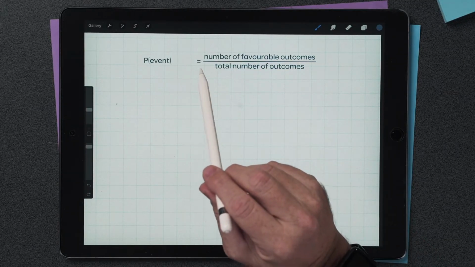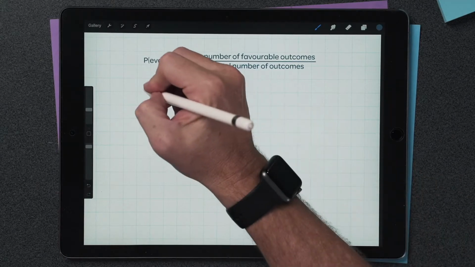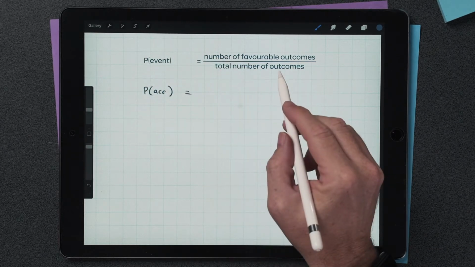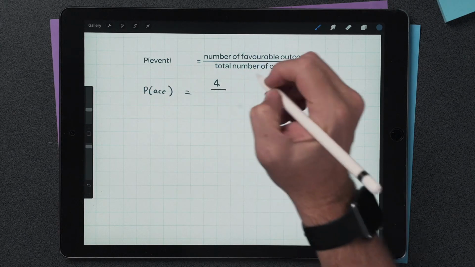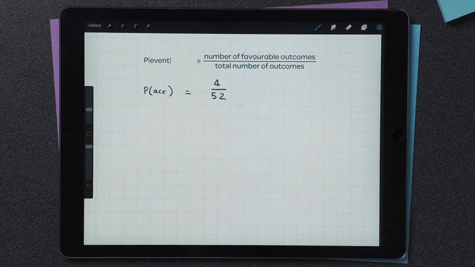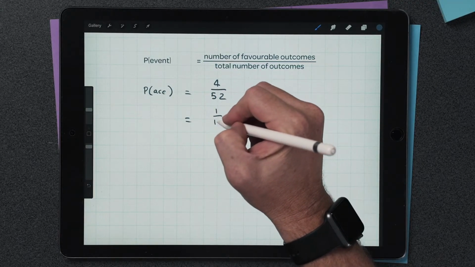Well, first, I'm going to calculate the probability of winning, and I'm going to use this formula. The probability of the event equals the number of favorable outcomes divided by the total number of outcomes. So in this case, the probability of selecting an ace equals the number of favorable outcomes. There are four aces in the deck, so it's four, over the total number of outcomes, which is 52, the number of cards in the deck. Now I can simplify this to 1 over 13.